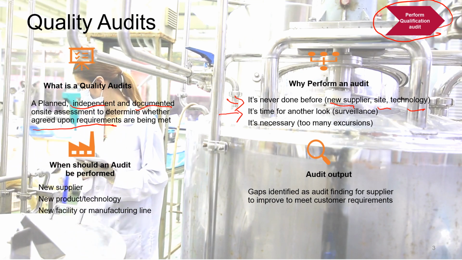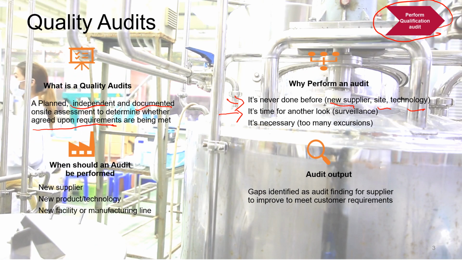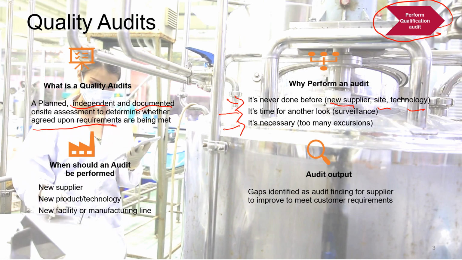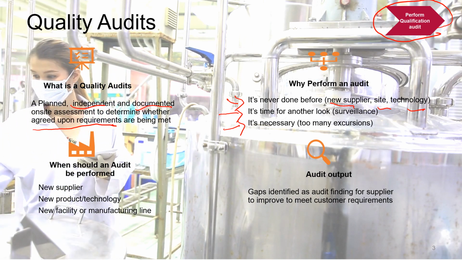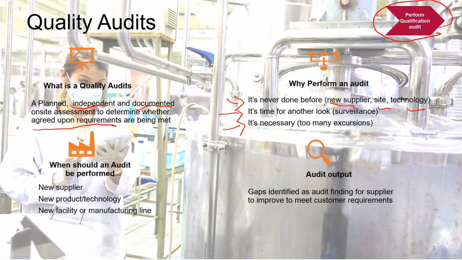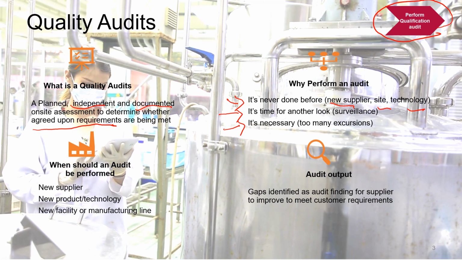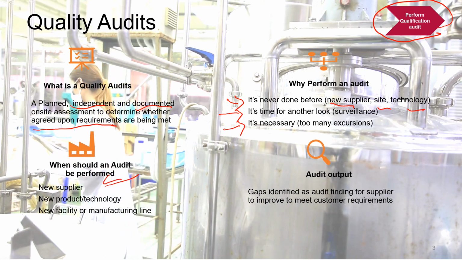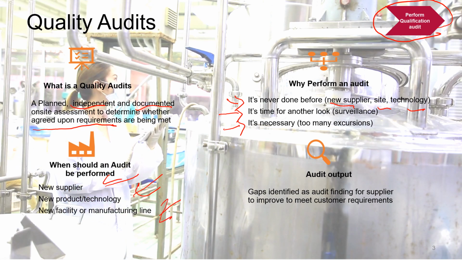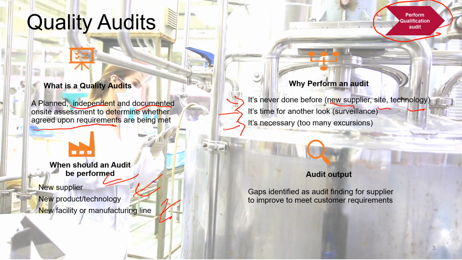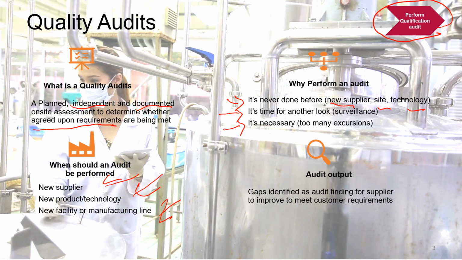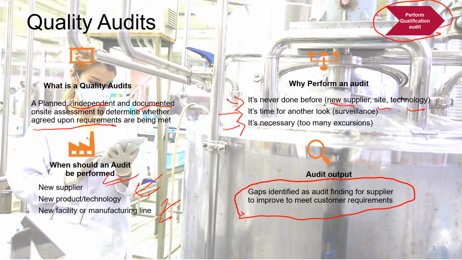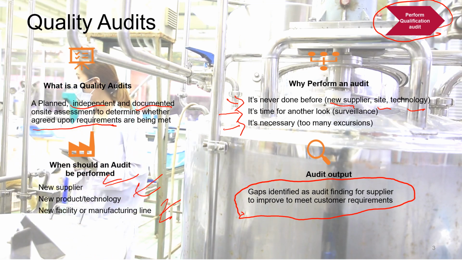Sometimes a company has a policy of having another look for surveillance audit or regular audits, and it's necessary maybe at times that supplier is having too many excursions. It will be wise to re-audit the whole line again. And then usually the audit is performed when there's new suppliers, new products, new manufacturing line, and also the audit outputs should be the gaps identified from the audits itself for the suppliers to improve and meet your requirements.